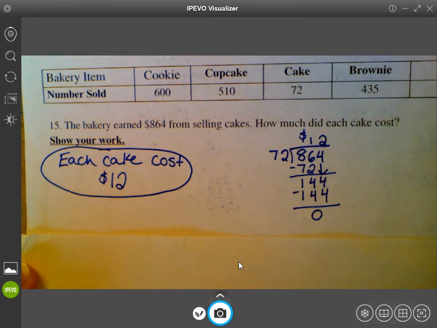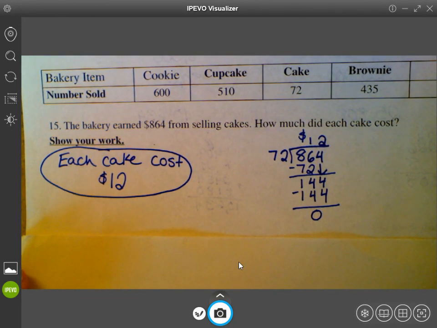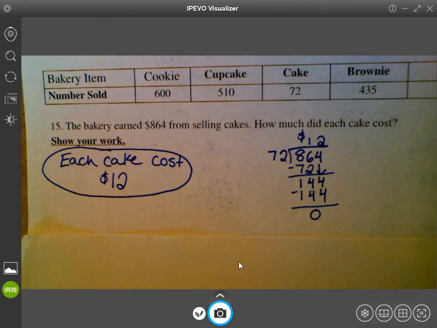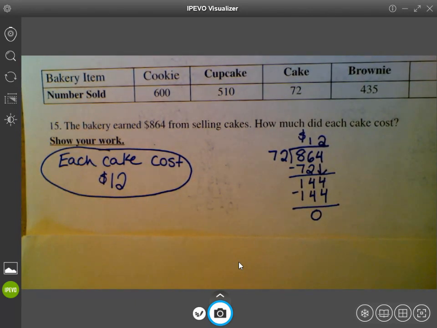How have we felt so far on 14 and 15? Show me on your hand, 1 through 5. How do we feel on 14 and 15? 14 and 15. Okay. All right.